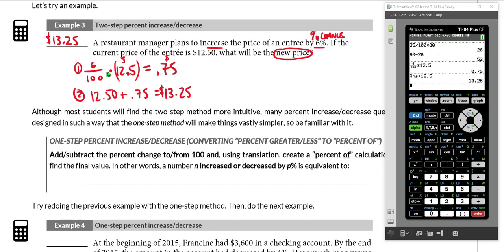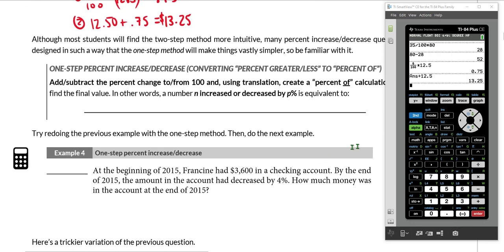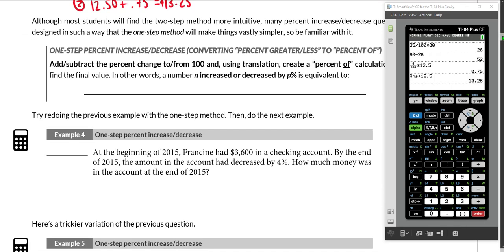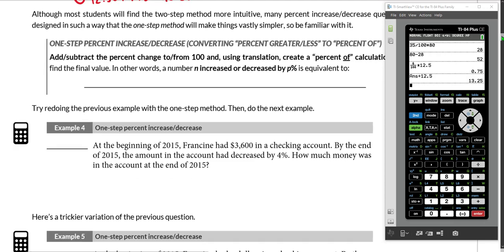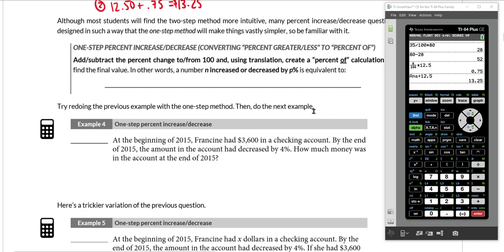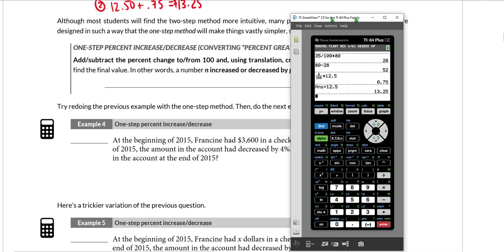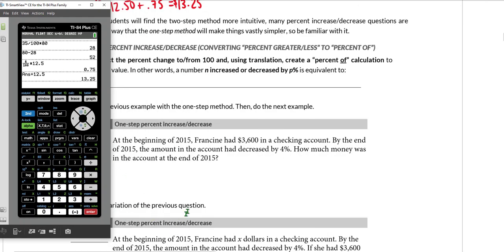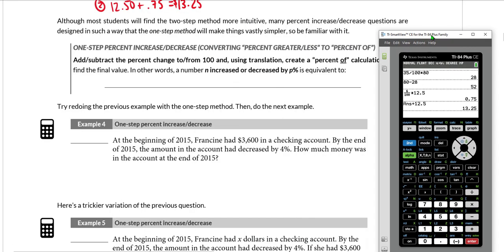That is the two-step method. The one-step method, which, again, a moment ago I said most students do find the two-step method a little bit more intuitive. The issue is that on the SAT, a lot of questions will be designed in such a way as to make the one-step method a little bit safer, a little bit quicker, a little bit more efficient. So it is important for students to know the one-step method.